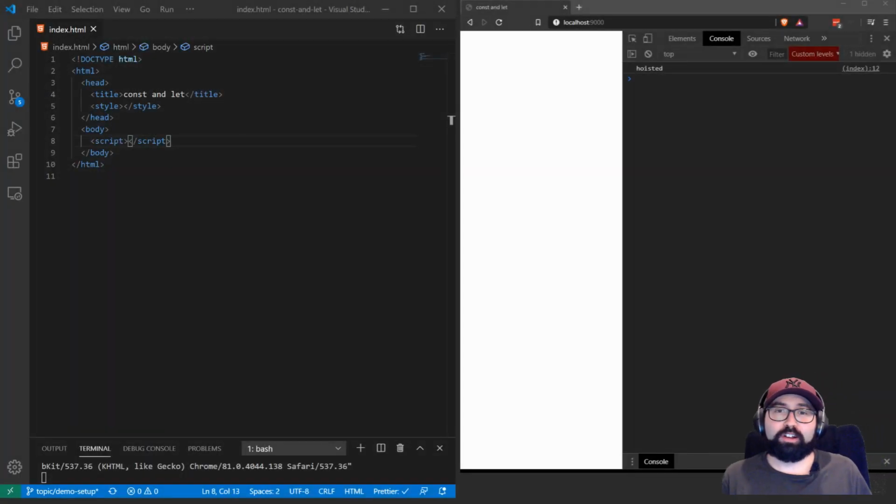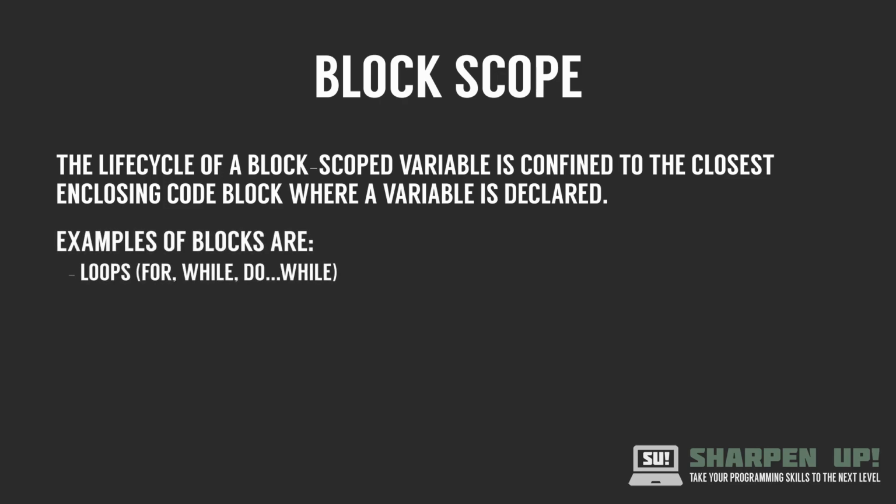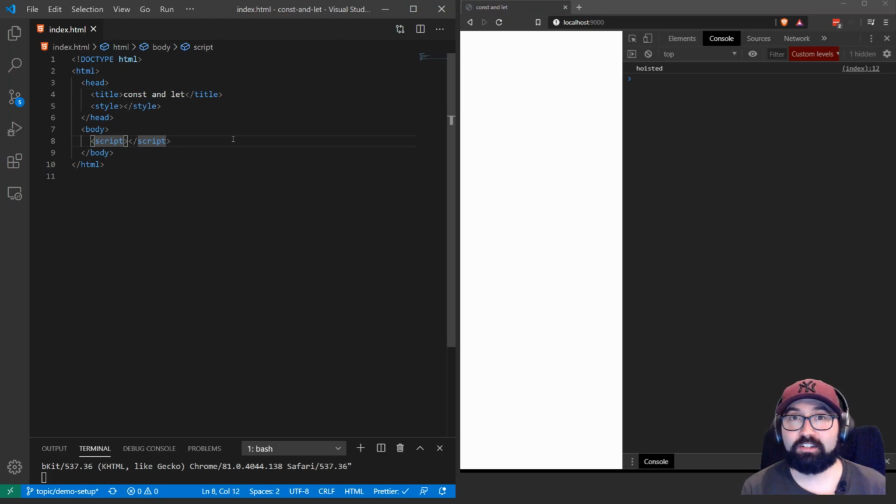So what is the alternative? Well, the alternative that const and let use is block scope. Block scope means that the life cycle of a variable is confined to the closest enclosing code block instead of the closest function. Examples of blocks are loops, like for loops, while loops, do while loops, conditional statements such as if else, or switch statements, functions, and even arbitrary blocks. Let's take a look at some examples.